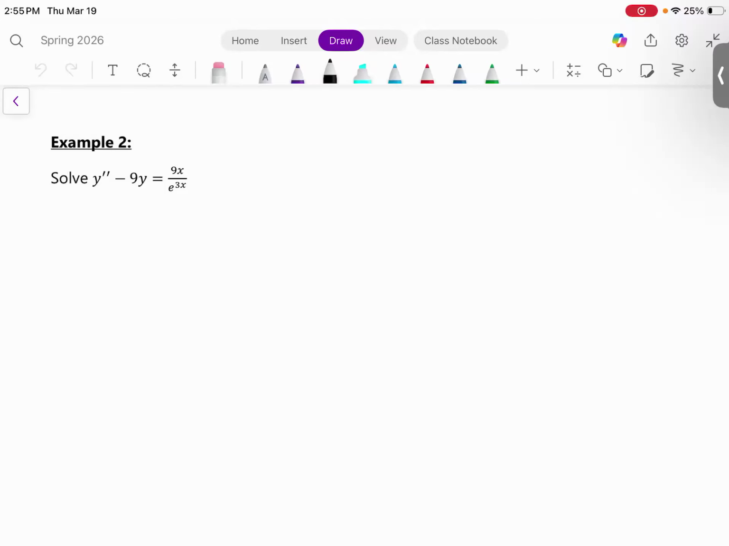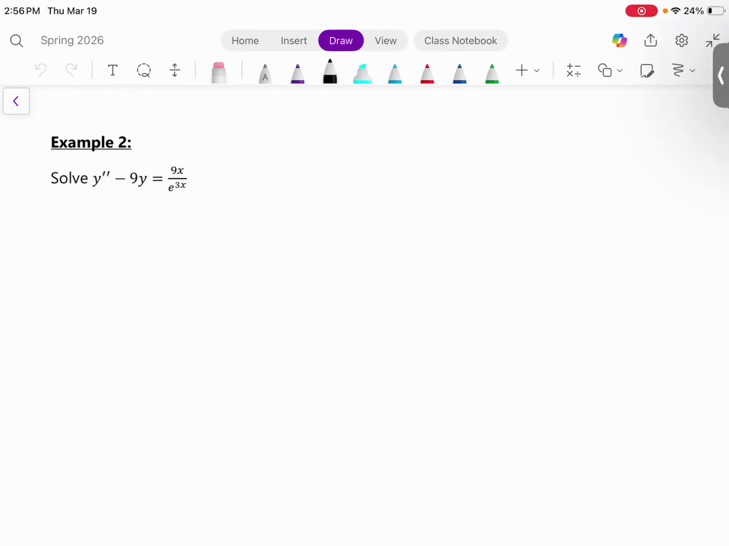Okay, hi everybody. Welcome back to section 4.6. In this section, we're going to take a look at another example of a non-homogeneous differential equation that we would need to use variation of parameters for. So let's look at this differential equation, y double prime minus 9y equals 9x over e to the 3x.